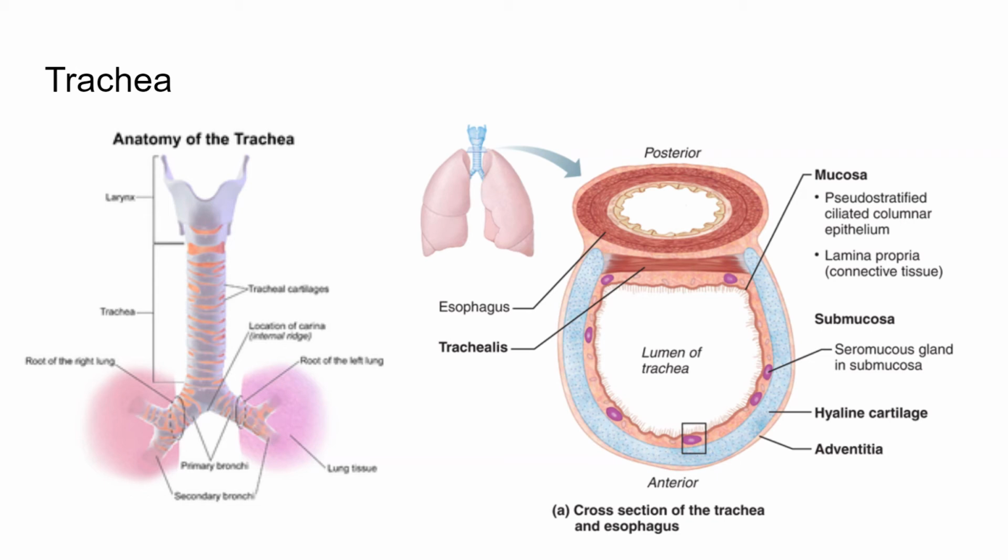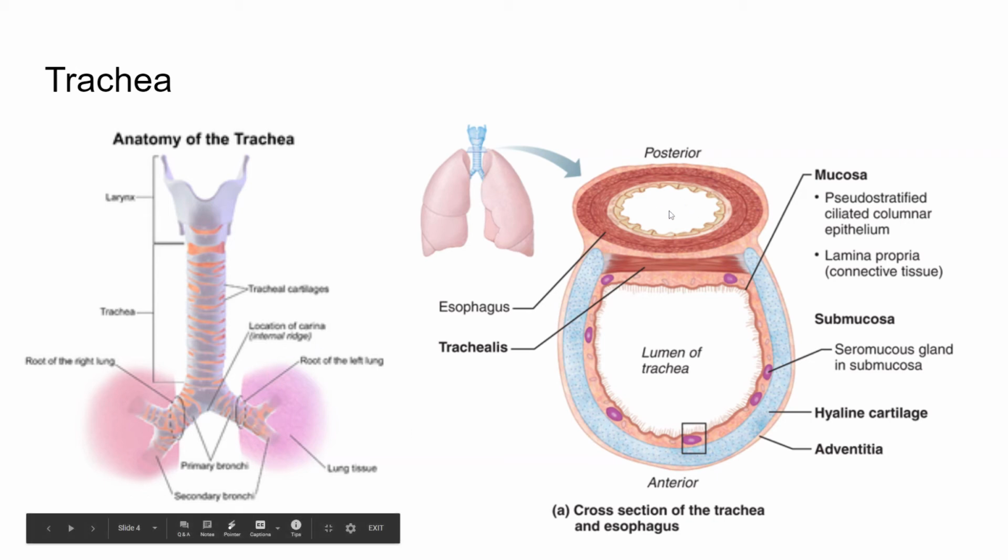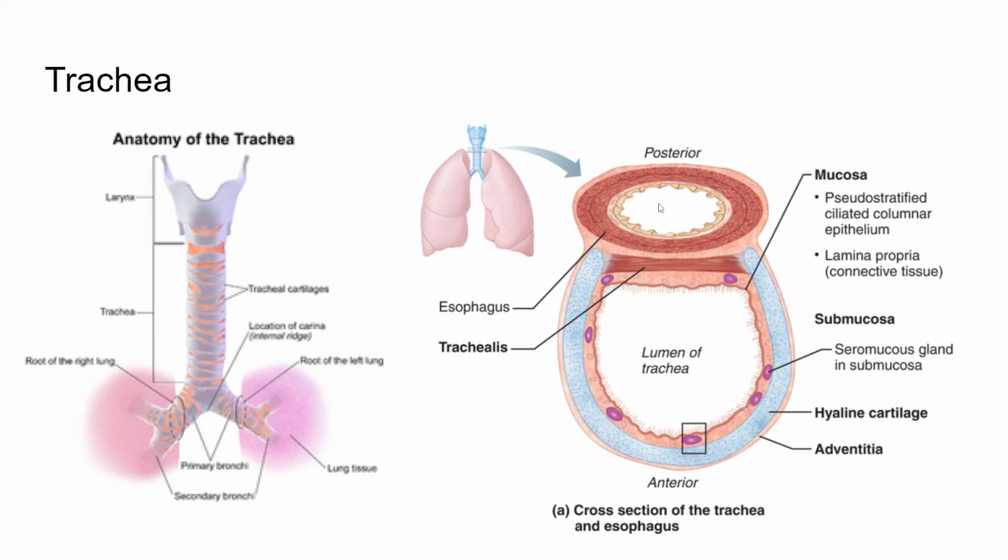It consists of smooth muscle fibers, and it attaches to this posterior section right here. The purpose of these smooth muscle fibers is that when you are coughing, they will contract and allow you to get that mucus up so that it doesn't get clogged in the trachea.